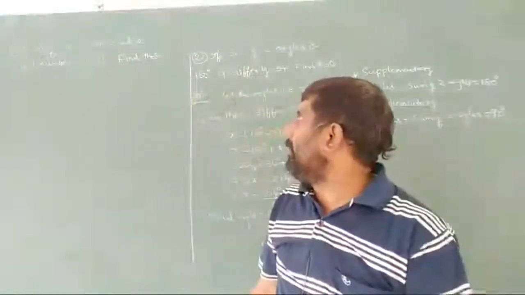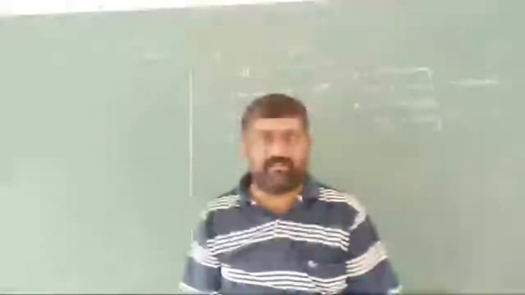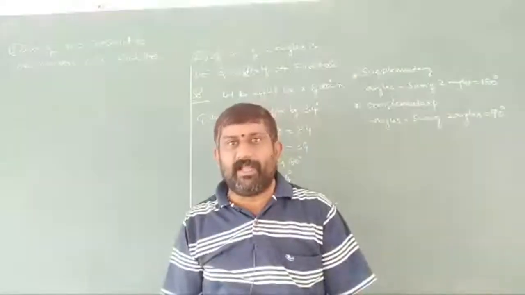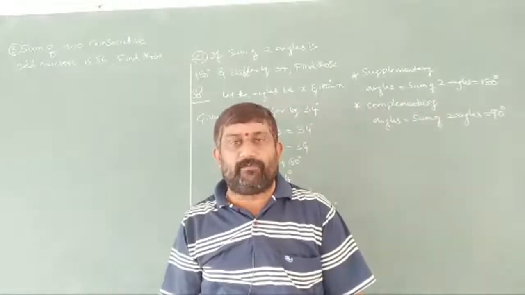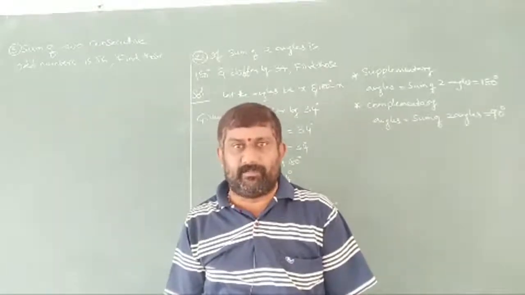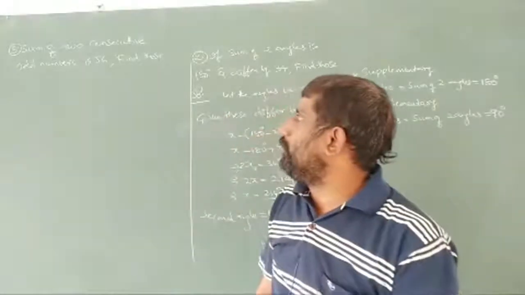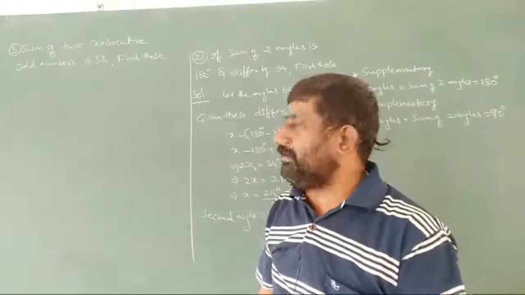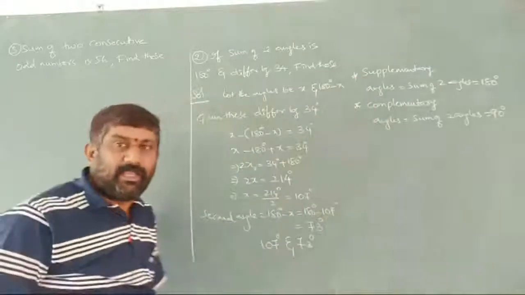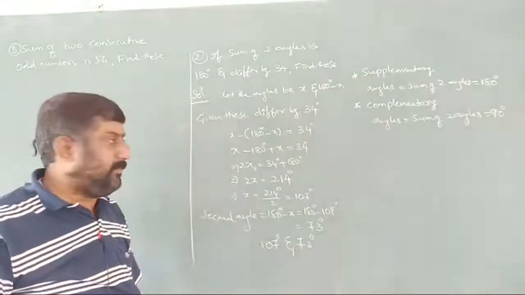Sum of two consecutive odd numbers is 56. Here, why I took this problem is that we have to know the form of odd numbers as well as even numbers. So that's why I took this problem here. Sum of two consecutive odd numbers is 56. Then find those.